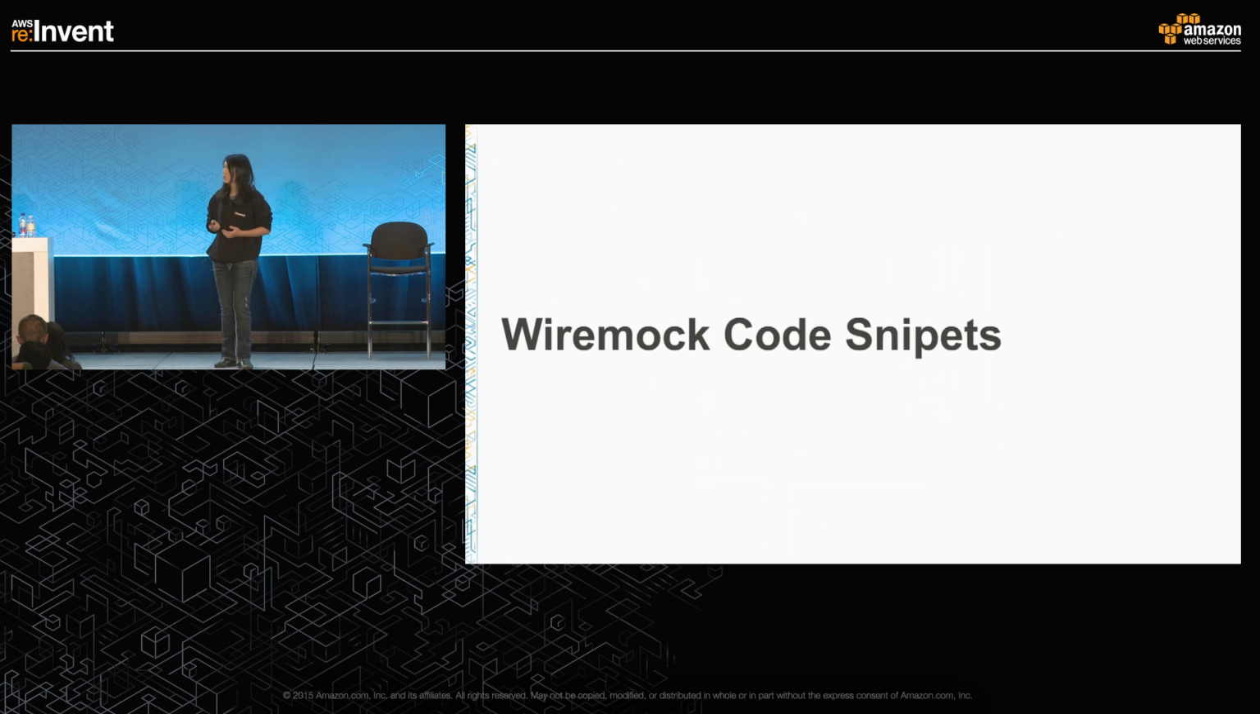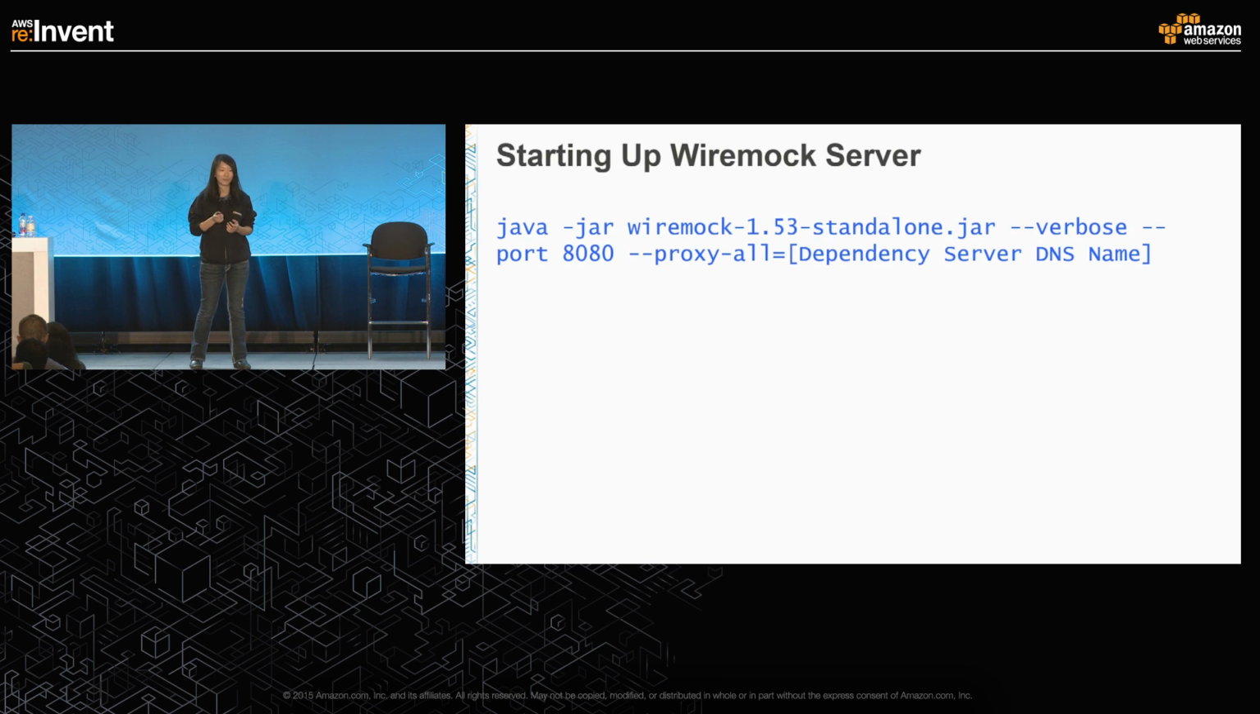So now I want to share with you some Wiremock code snippets to help you get started. This is the code to start up the Wiremock server. It's very simple, a one-line Java command. java -jar wiremock.jar, and use the verbose flag to turn on the logging. Then you specify the port you want to run on and the dependency server you want to forward to.